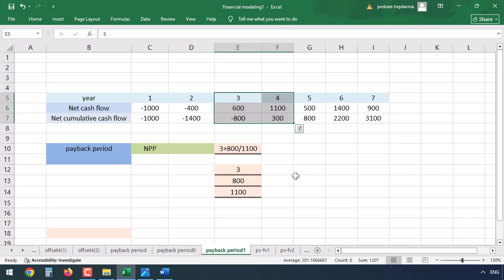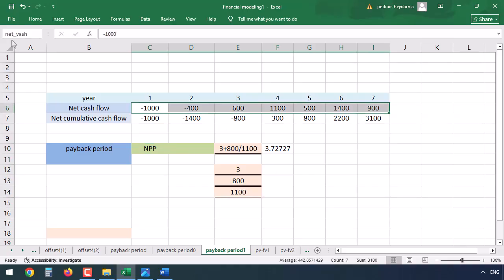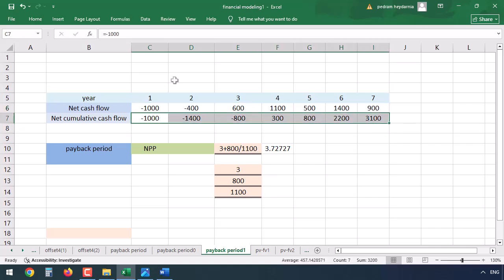Why did I say 3 plus 800 divided by 1,100? With a simple proportion, we can say here, 1,100 was recovered in 1 year. In what fraction of a year was 300 recovered? It becomes 3 full years and a fraction of a year, which is approximately 8 months. And you'll arrive at the formula I mentioned. Now, I want a formula that calculates the payback period for me. First, I'll name this range net cash flow. And I'll name this range net cumulative cash flow as well.